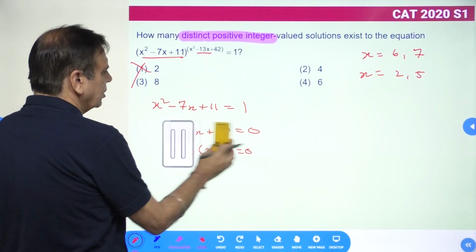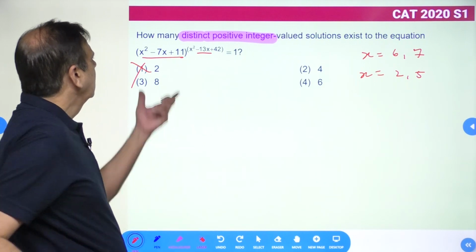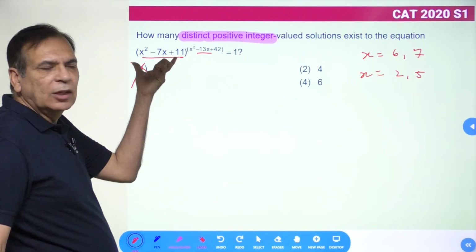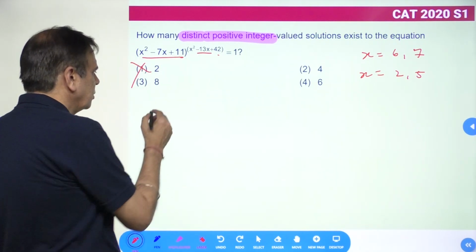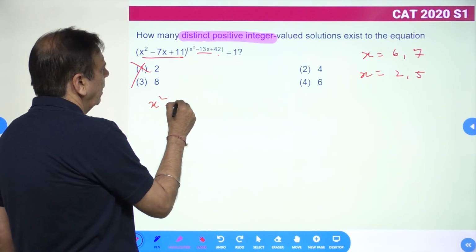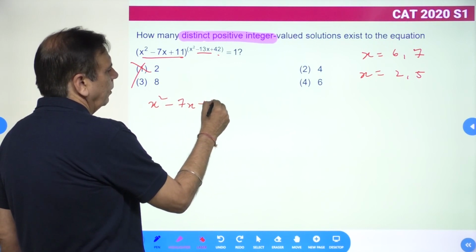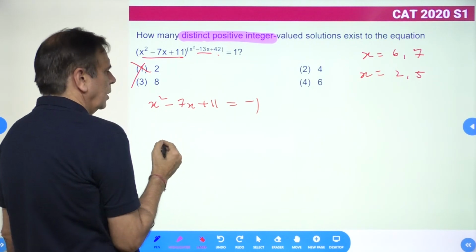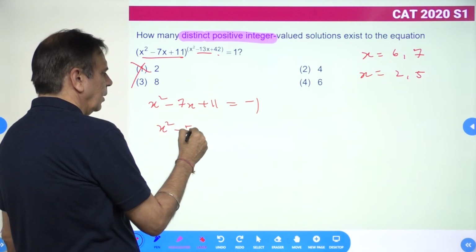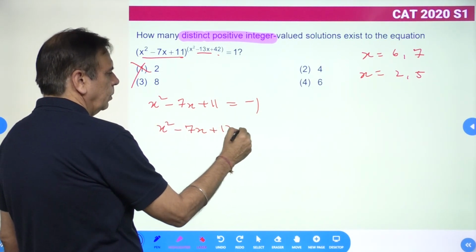चलो third case. What is the third case? This base has to be minus 1 and power इसकी even होनी चाहिए. तो चलो x square minus 7x plus 11 equal to minus 1. Okay, or x square minus 7x plus 12 should be equal to 0.